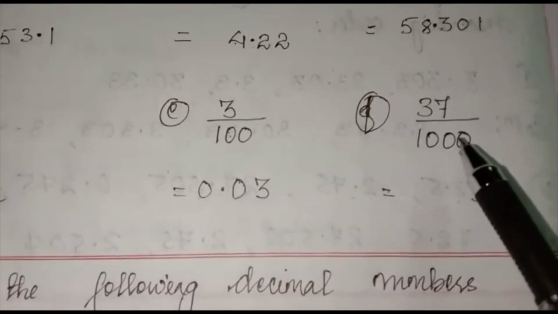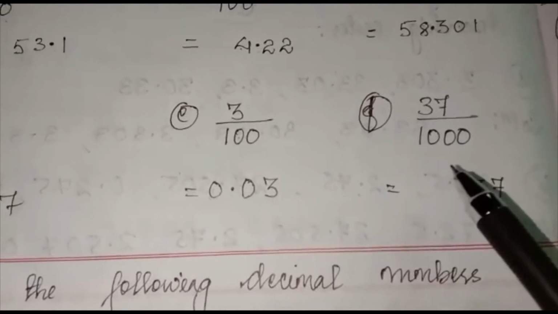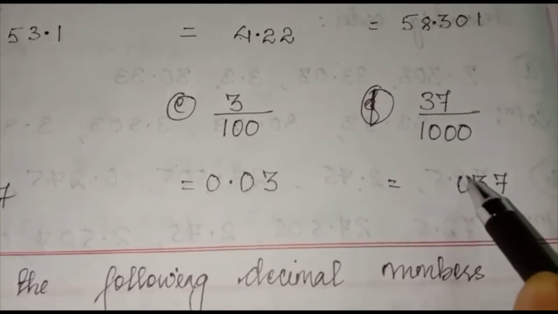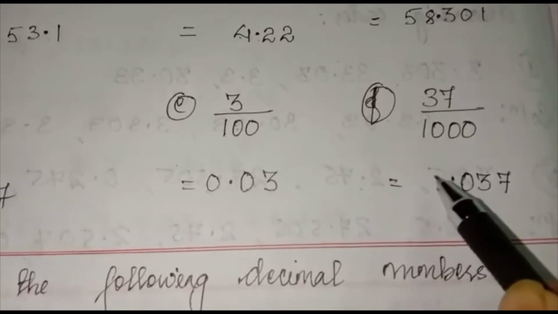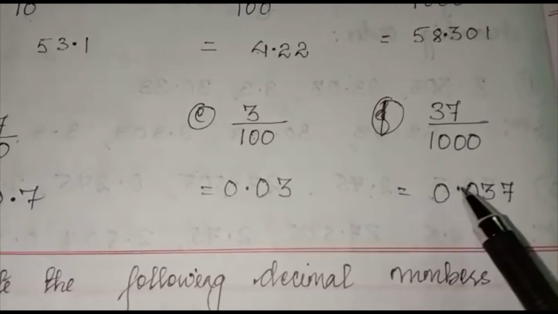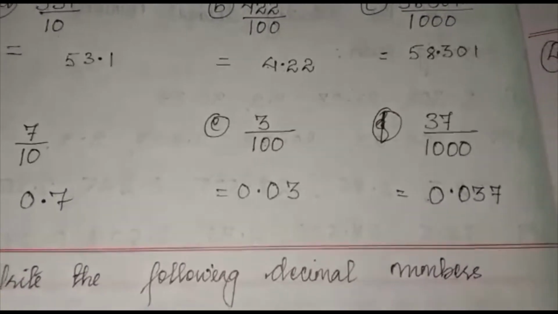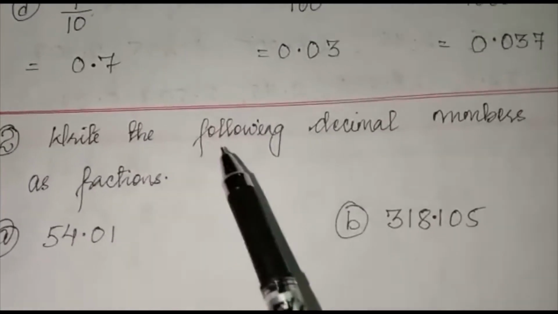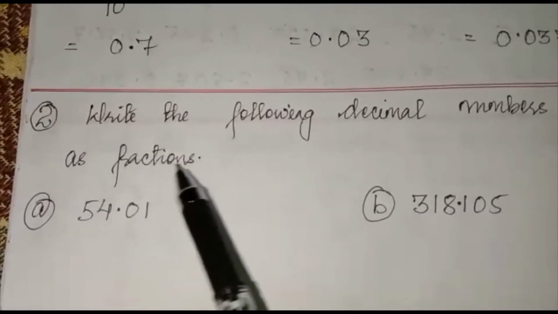Now next is 37 divided by 1000. In 1000 we have three zeros. So you have to give the point in front of three numbers, 1, 2, 3. Then the decimal. Now in front of the point, 0. So your answer is 0.037.